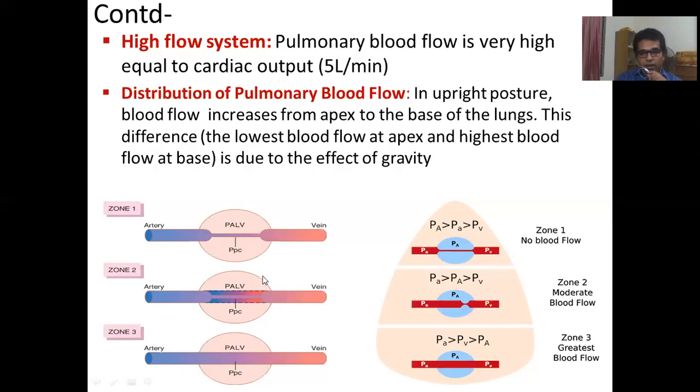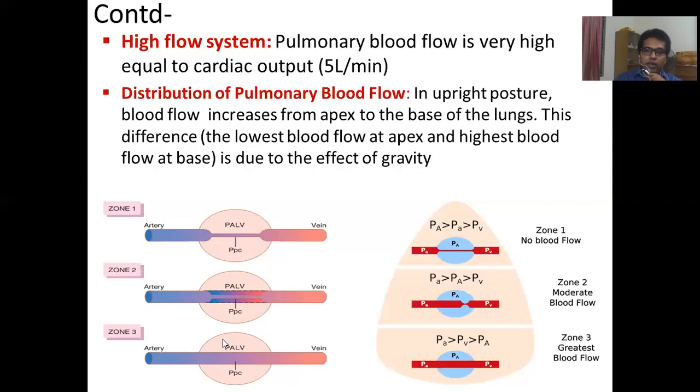But when there is a diastole, again this capillary pressure drops below, or becomes less than, the alveolar air pressure. So during diastole, this capillary will again be compressed by the air pressure and there will be no blood flow. That means in this middle portion of the lung, during systole there will be blood flow, but in the diastole the blood flow will be stopped. So this is the zone of intermittent blood flow.